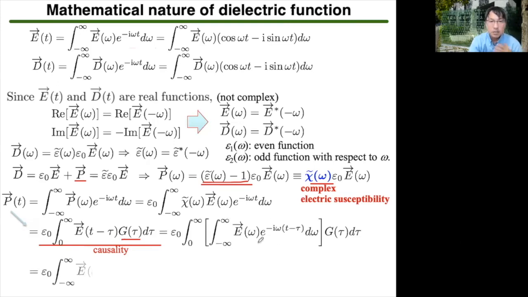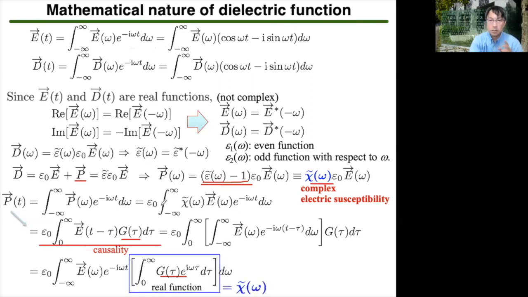Then we change the order of integration. This formula is obtained. Here, function g as a function of time tau originally represents how the system responds to the applied field, which is a real function. Comparing this formula and this formula, we can recognize that the complex electric susceptibility chi-tilde is a Fourier transform of the real function g.